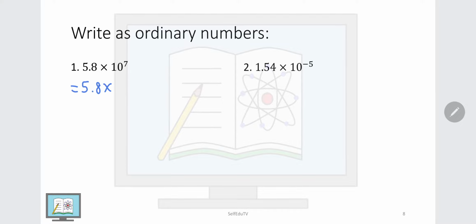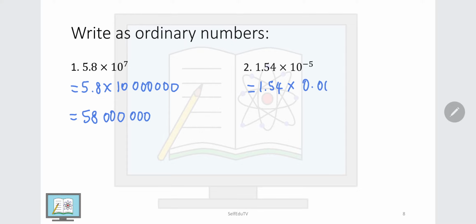So 10 to the power 7 means 10 million. So 10 to the power negative 5 means this. Then you just multiply accordingly.